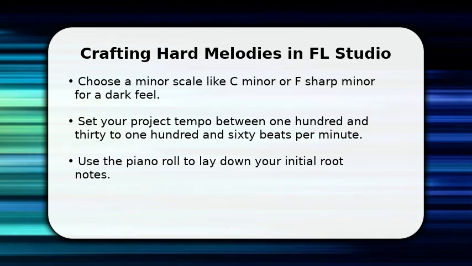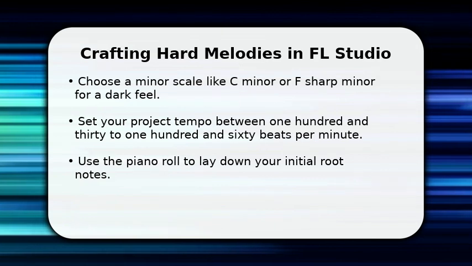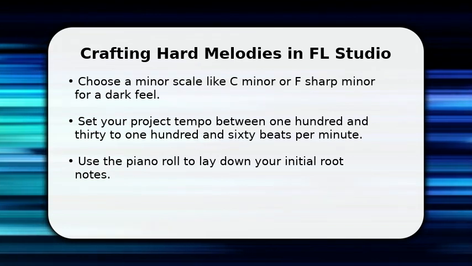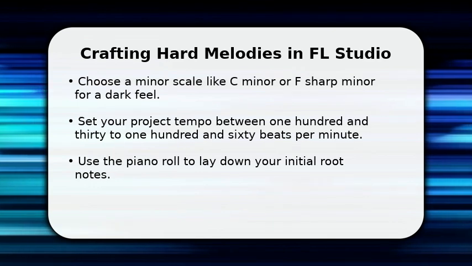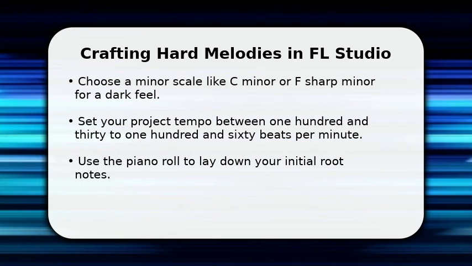Start by selecting a minor scale, such as C minor or F sharp minor, to immediately establish a darker, more intense mood. Next, set your project's tempo. A range between 130 to 160 beats per minute often works well for hard-hitting tracks. Finally, open the piano roll and begin by placing your root notes, typically the first and fifth notes of your chosen scale, to build a solid harmonic base.